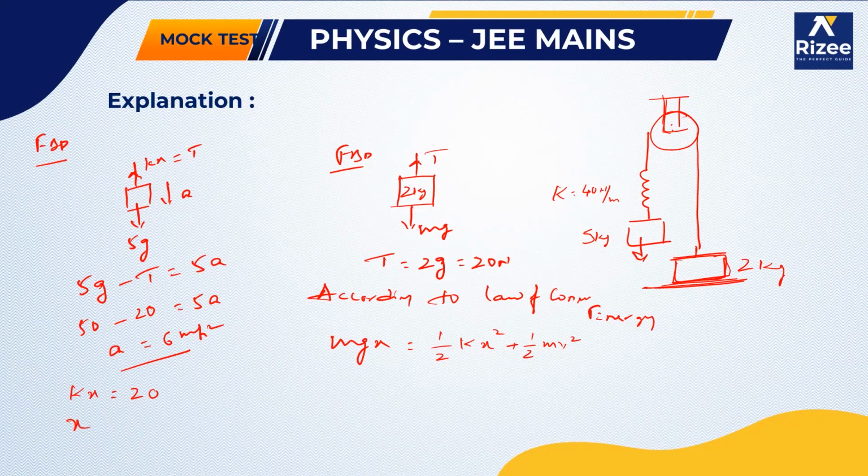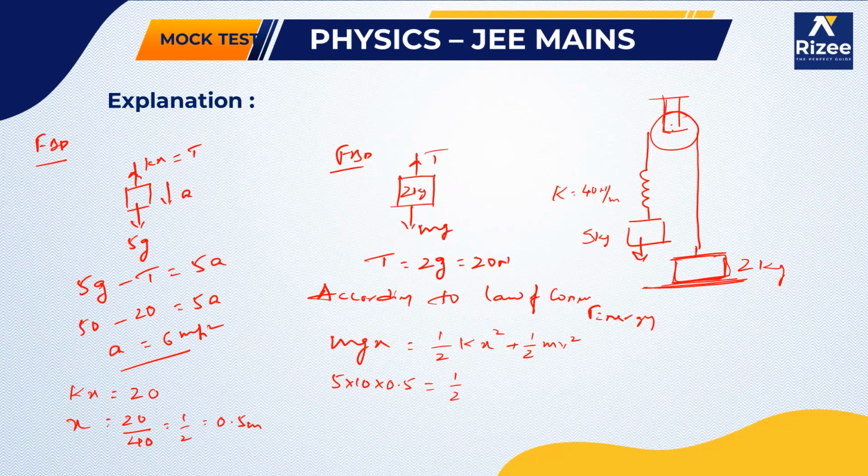So x is equal to 20 by your k value, which is 40, that is equal to 1 by 2, or 0.5, which is your decrease in the level of the height, the decrease in the level of the 5 kgs. So the mass of the 5 kgs is 5, g value let us take as 10, and x is 0.5 meters, that is 1 by 2.